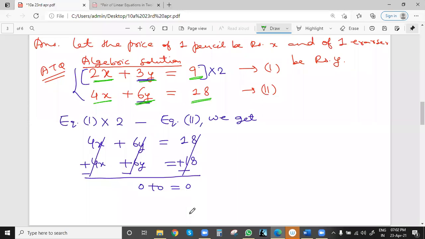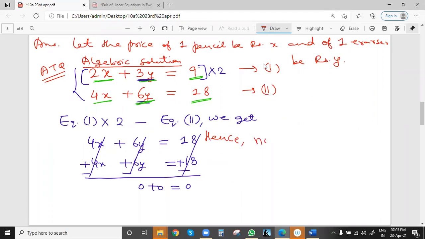What conclusion can we have for this type of solutions? We are not getting x and y values. So we can write here, hence no solution. You can say no solution, because we are not getting any values of x and y.